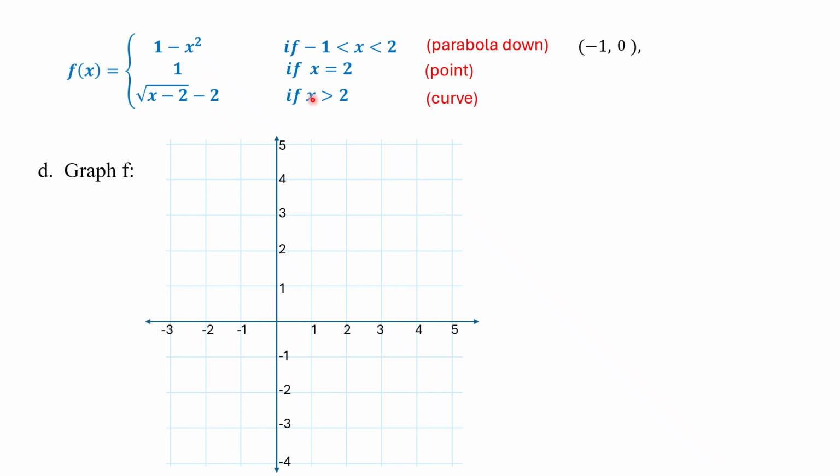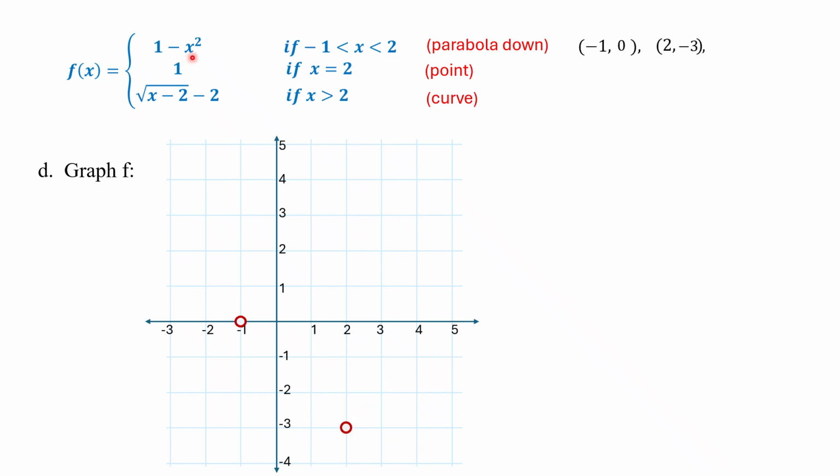And then find the y, which is 0. And then another is the endpoint, which is 2. Substitute 2 in x and get the value of y. So this negative 1, 0 is an open point because negative 1 is not included. And then this 2, negative 3 is also an open point because 2 is not included.